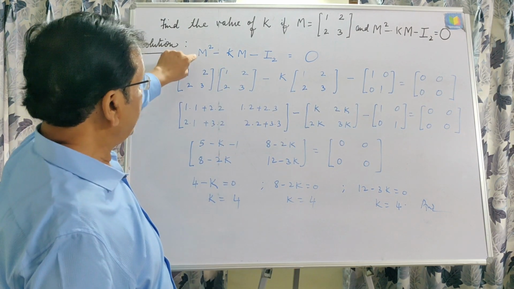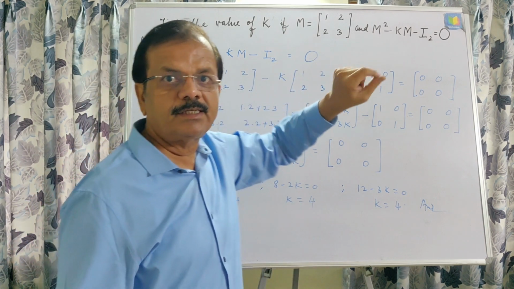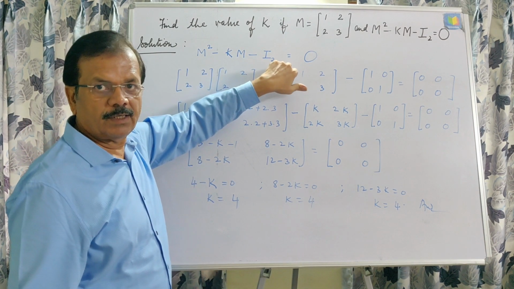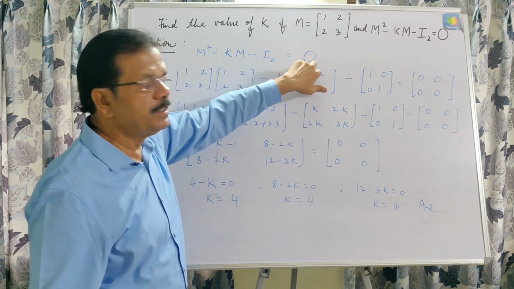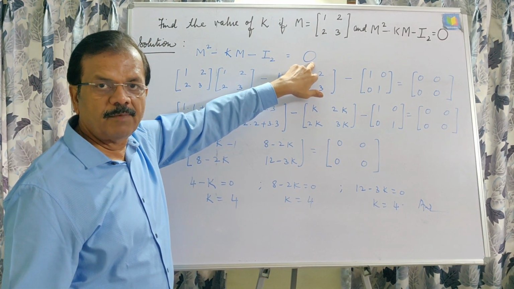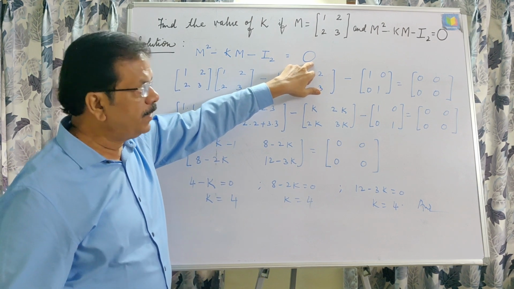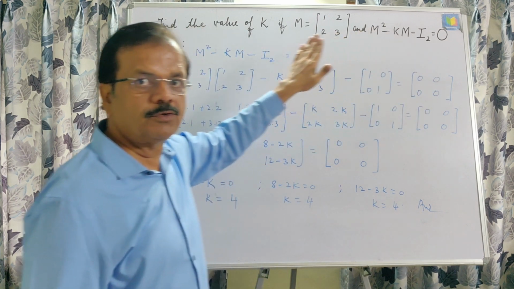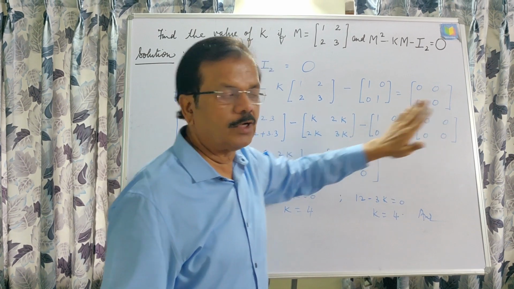Now writing this matrix equation, this I2 means, as we already discussed during the definition of matrices, 1 0 0 1. This is the unit matrix or identity matrix, and this big 0 is the null matrix. All the elements will be 0, but we can adjust the number of rows and columns according to the matrix equation. This is 2 cross 2, so this will be 2 cross 2.